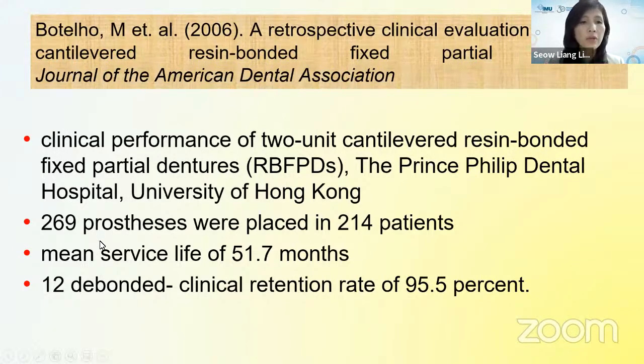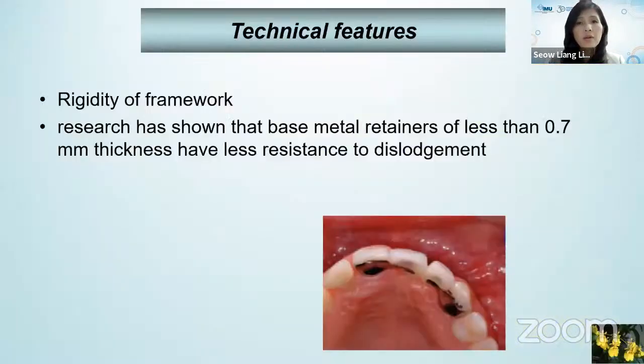Of all these 269 prostheses that they cemented, 12 debonded over this period of time, giving a clinical retention rate of 95%, which is very good, you know, really for minimally invasive restorations, that provides a very good outcome. So how do we maximize the outcome success of resin bonded bridges?